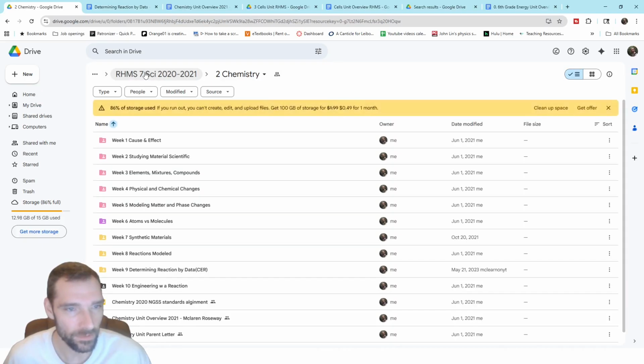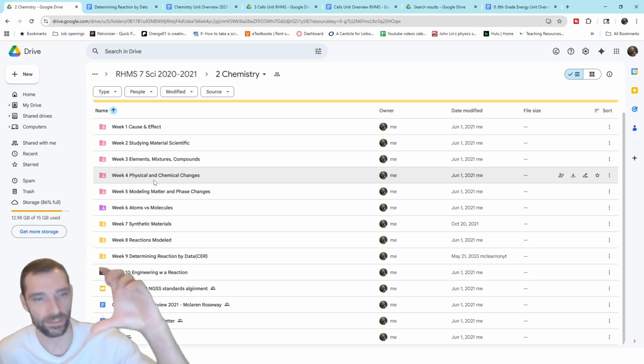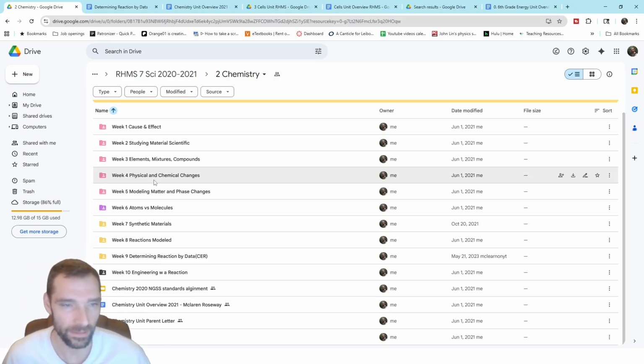If we look at the chemistry weeks, I had different colors for different segments, so I could chunk them by a similarity in the larger context of the unit.